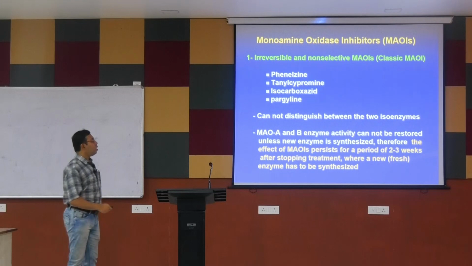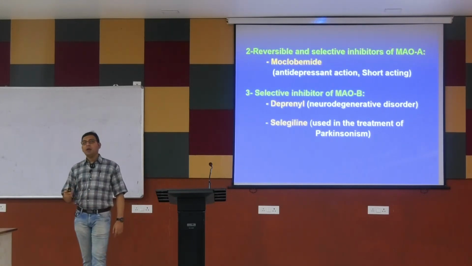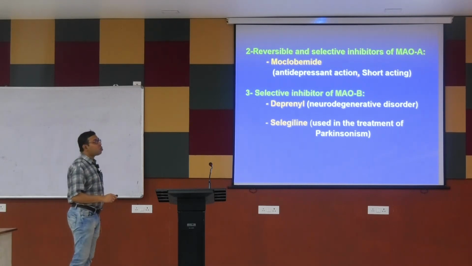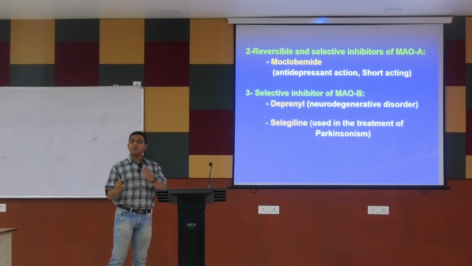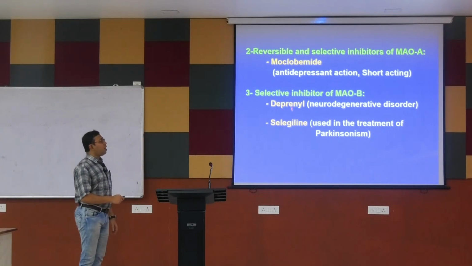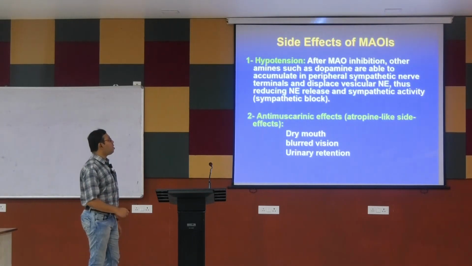Okay. So a reversible and selective inhibitor of MAO-A recently came, known as moclobemide, which has an antidepressant effect and is short acting. Short acting, that's why the adverse effects are also less. And there are selective inhibitors of MAO-B like selegiline, deprenyl, rasagiline. You will read about them in the Parkinsonian chapter.